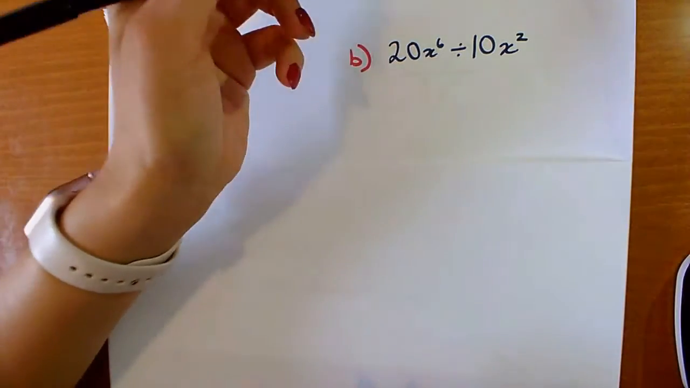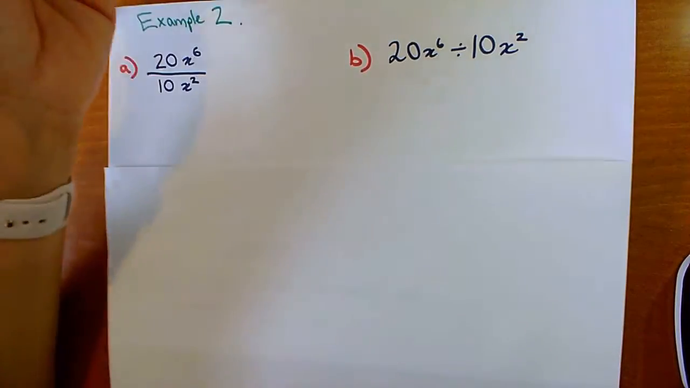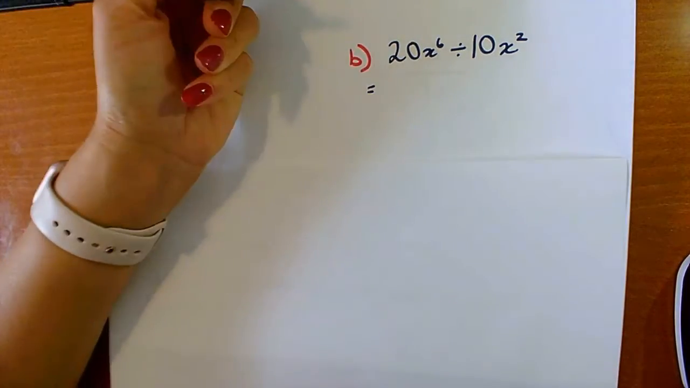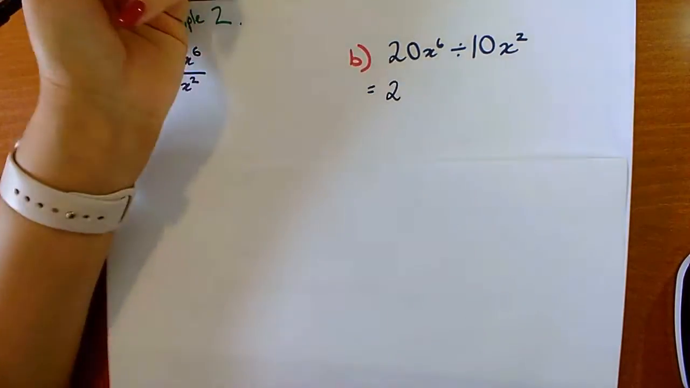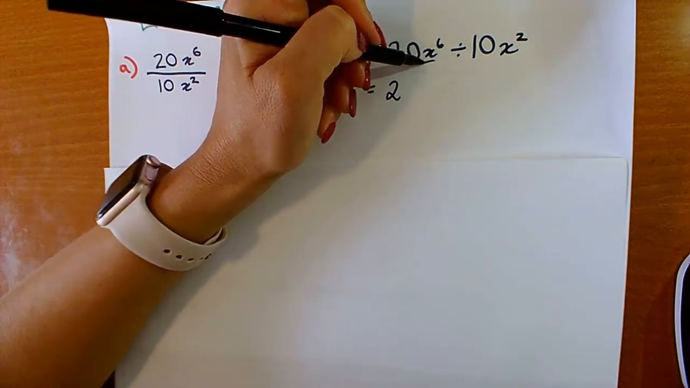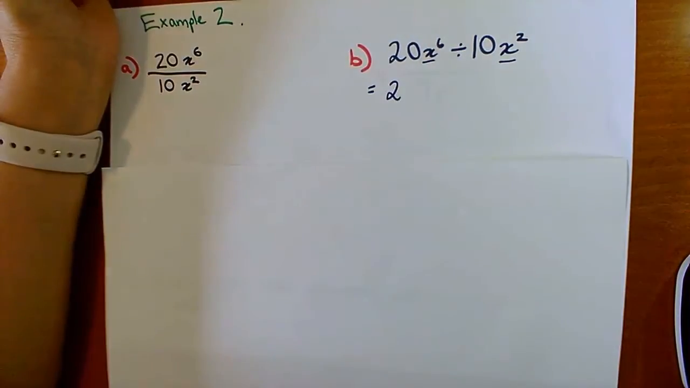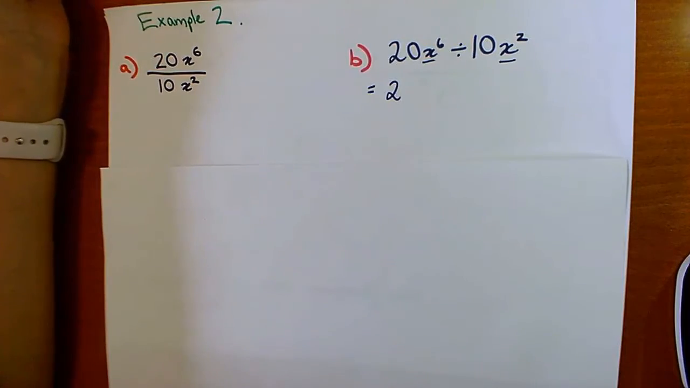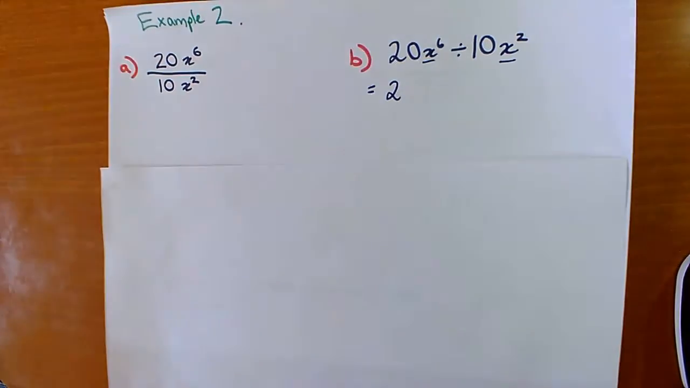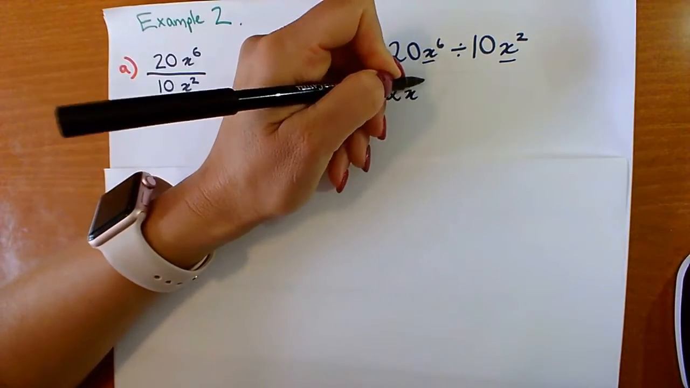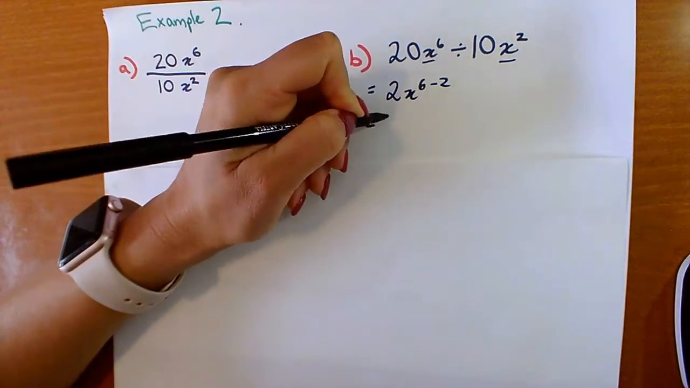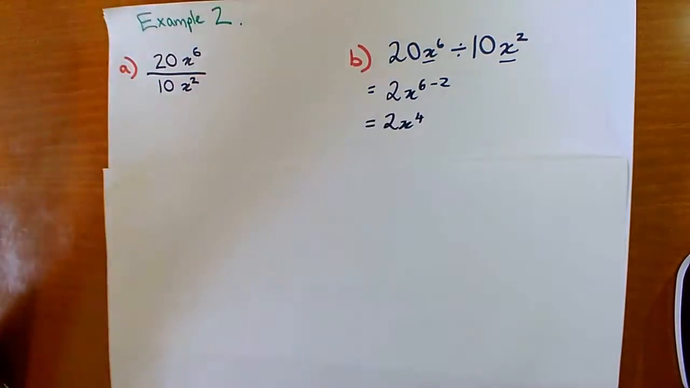So having a look at this one, just like with the first law, it's always numbers first, okay? So have a look at 20 and 10, do the division. Then you look at the variables with, of course, the same base, and you have a look at those index numbers. So you go x, 6 subtract 2, which will be x to the power of 4.